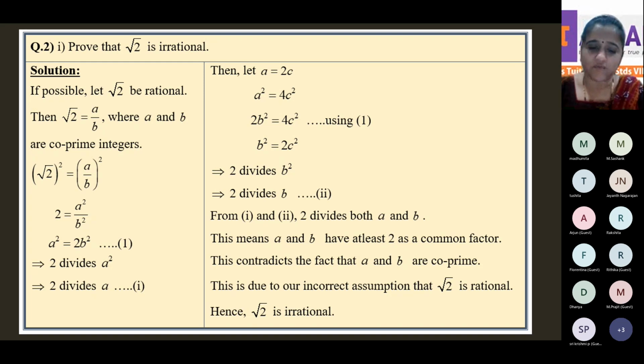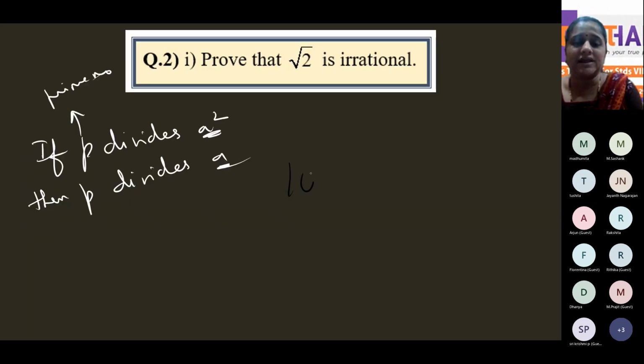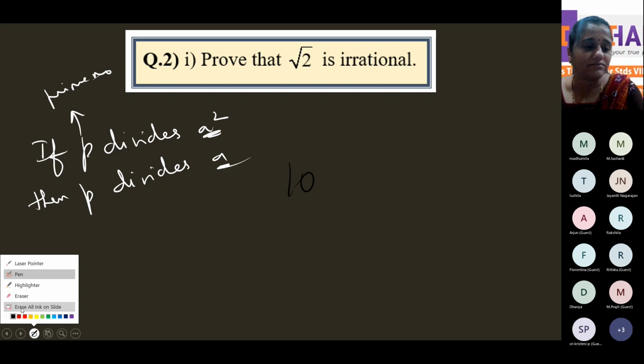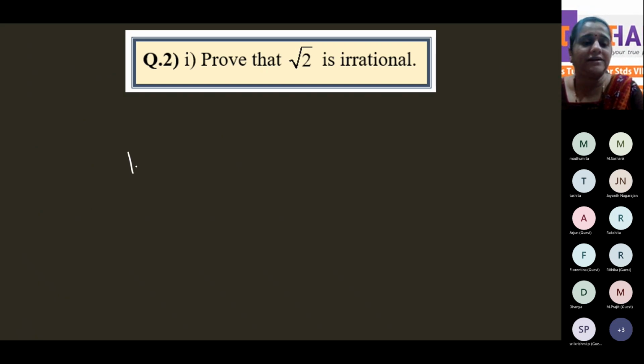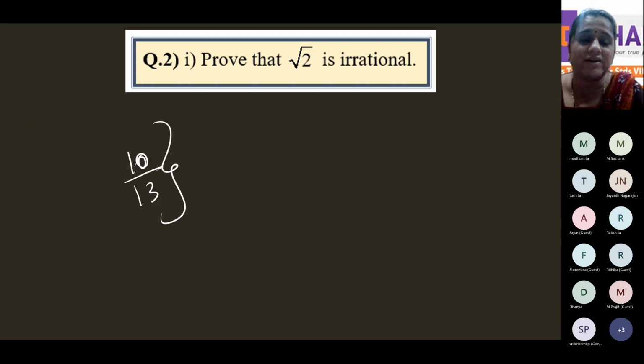Now, for example, take 10 by 13. This is in simplest form. But 2 divides 10. That's fine. You should prove that 2 also divides 13. 2 can divide 10, but this is the simplest form. So it's not enough to prove that 2 divides the numerator 10. You must also prove that 2 divides the denominator 13.